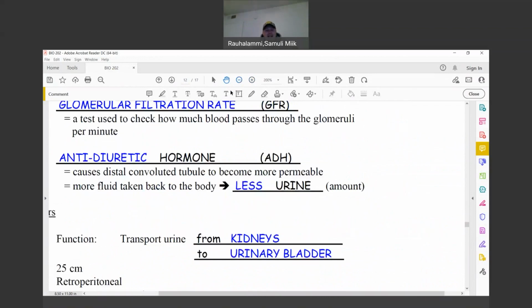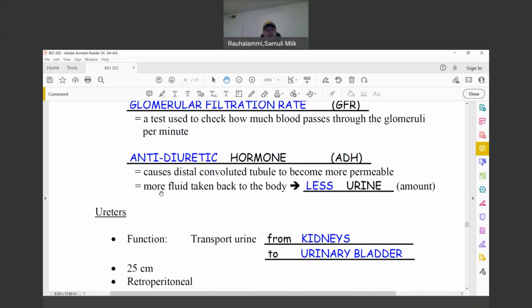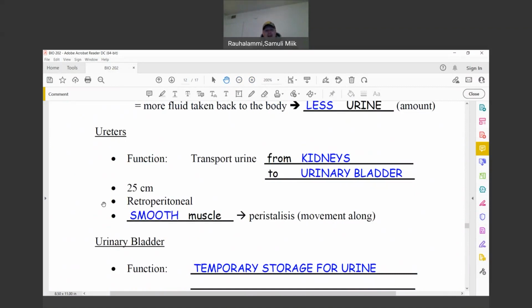So that's how ADH worked. Let's finish off the urinary system by looking at the other structures. Ureters are smooth muscle tubes that carry the urine from the kidneys to the urinary bladder. Because they're smooth muscle tubes, they can do this kind of movement of moving the urine along. So it's not just the gravity that moves urine from kidneys to the bladder. This movement would actually happen even against the gravity, thanks to the smooth muscle lining of the ureters.